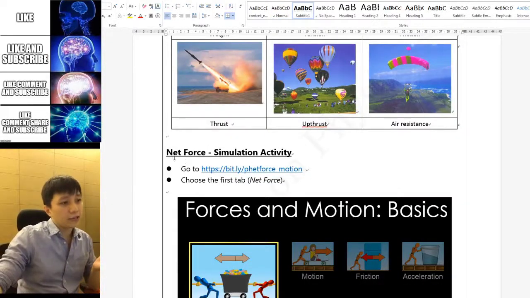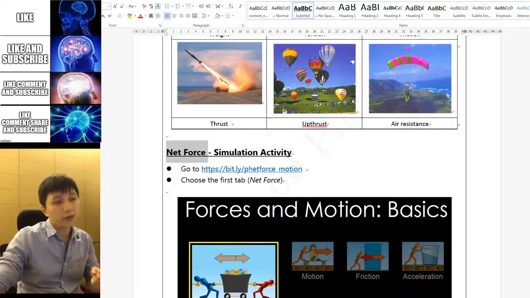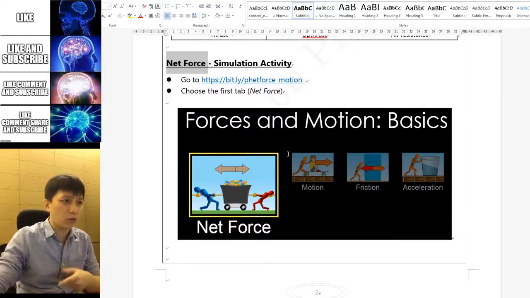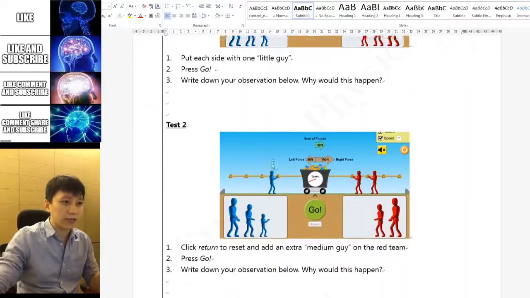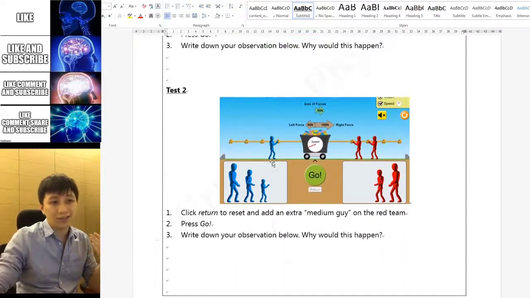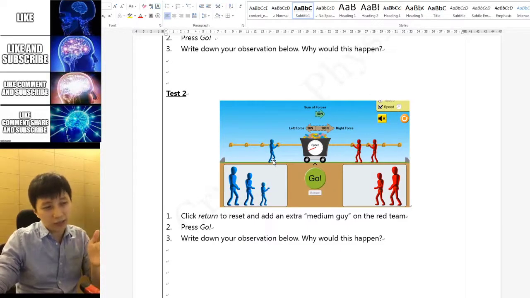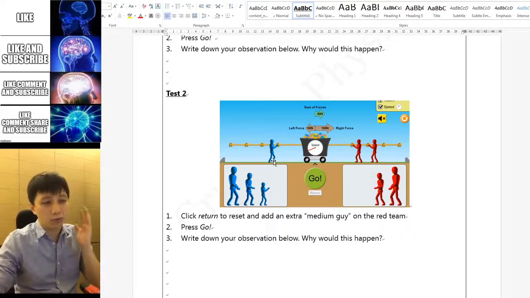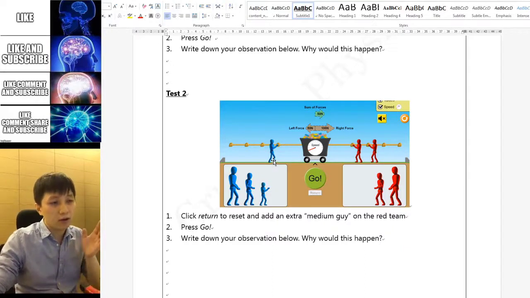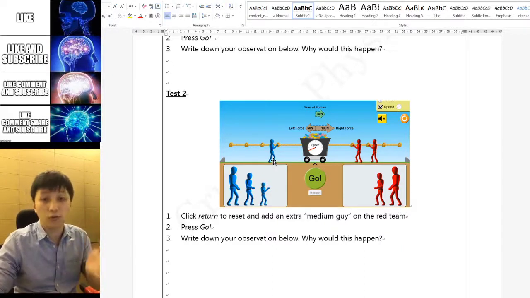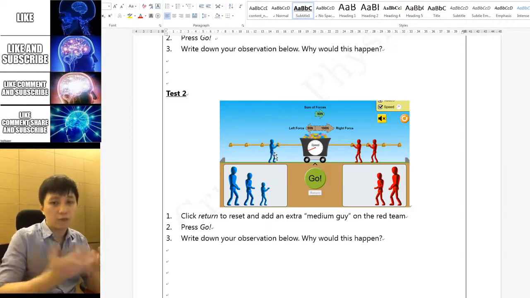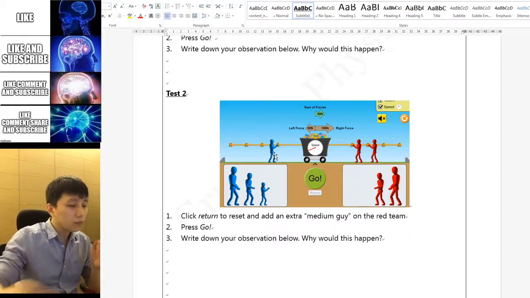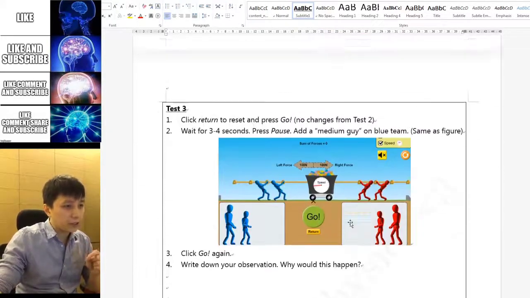Speaking of simulation, the first one is called the net force, and there actually should be two more later on. So I'll put the link here, and in fact all the instructions are there, and you just have to go through the setting, just click the button and you will see the result. Alright, the most important thing is to observe very carefully what happened and note it down. That's part of doing science as well. So it will be very interesting.